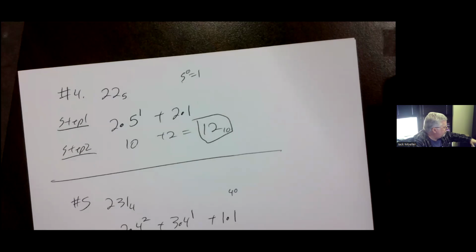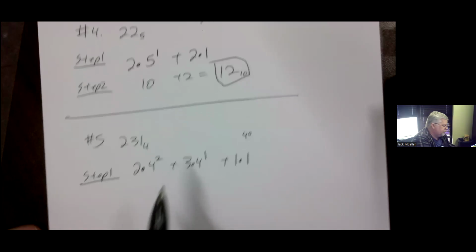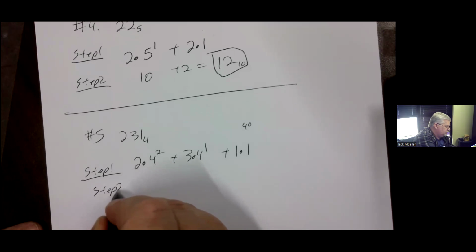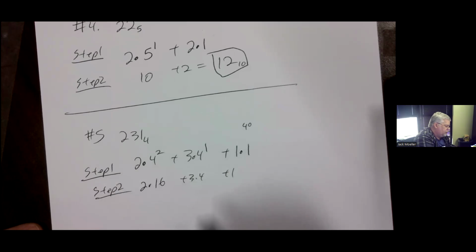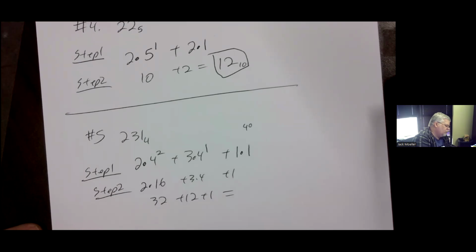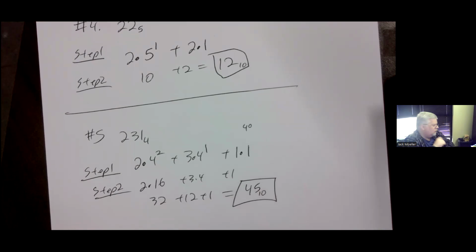Now we do the arithmetic. And we talk about this in order of operations. This is where you do not multiply before you do the exponents. Do the exponents first. So that's 2 times 16 plus 3 times 4 plus 1, or 32 plus 12 plus 1. That's 44, 45. Okay. So 231 base 4 is equivalent to 45 base 10.